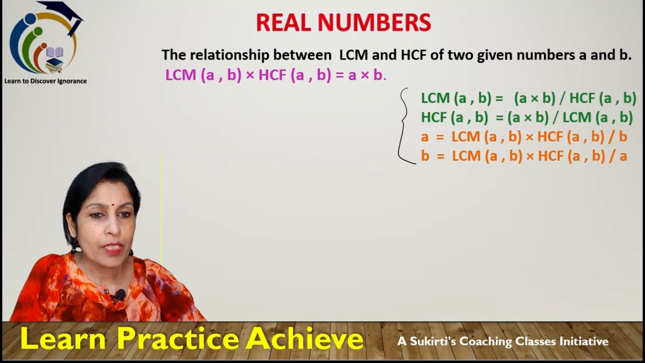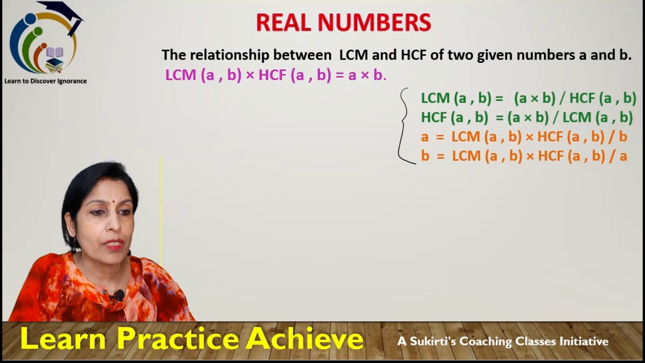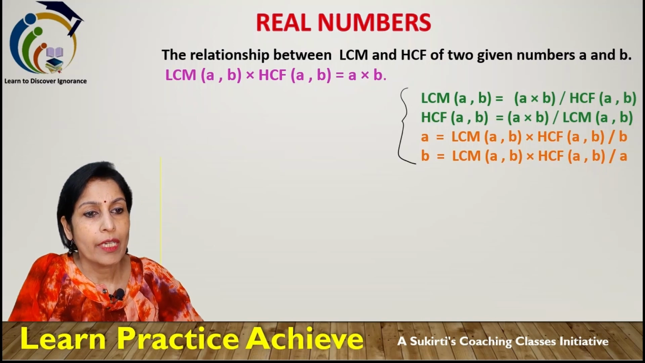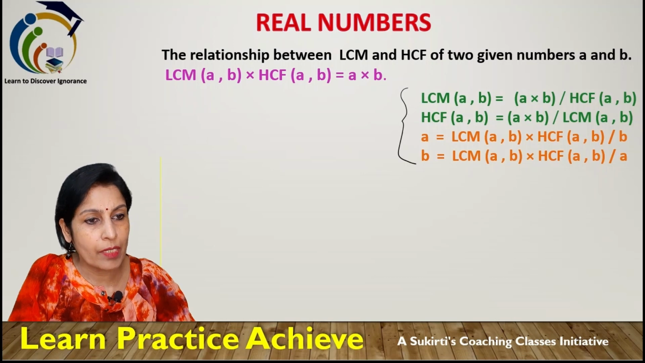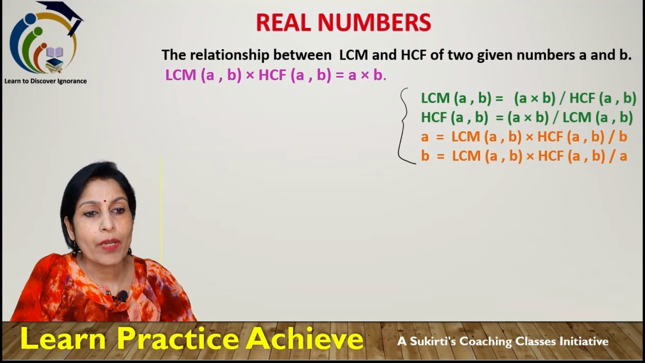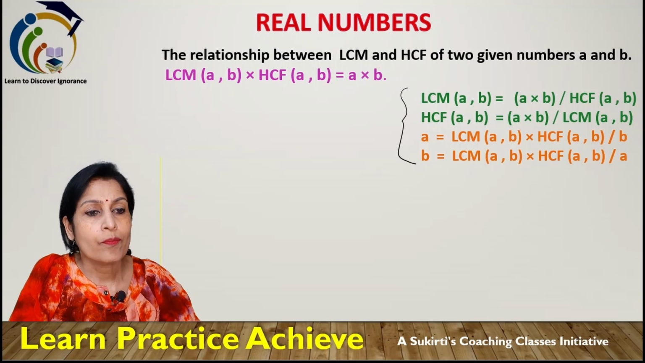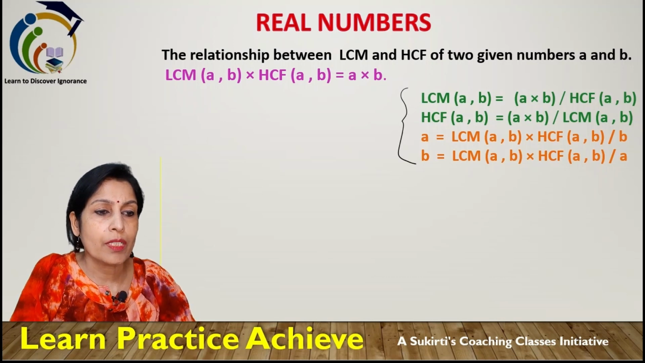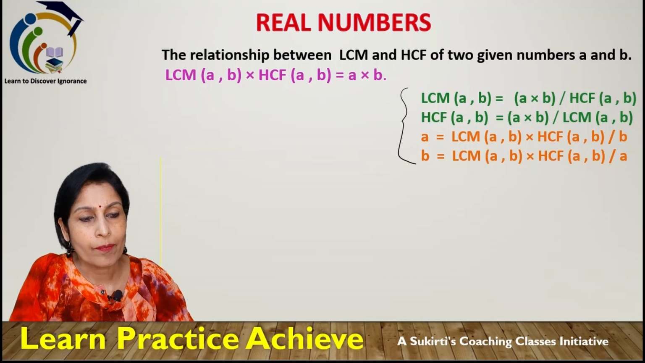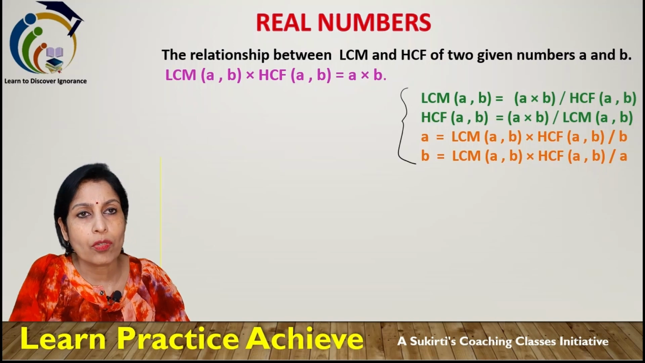How? From this, suppose we have to find out LCM of A and B. So LCM of A and B is equal to the product of the numbers divided by HCF of the numbers. In the same way, HCF of A and B is equal to the product of the numbers divided by LCM of the numbers. Suppose we have to find out any one number. So that number is equal to LCM of the given numbers into HCF of the given numbers divided by the other number. In the same way, if you have to find out the other number, LCM of the given numbers multiplied by HCF of the given numbers divided by the number given. Okay. So in this way, from one formula, we can derive four different formulas to solve the problems.